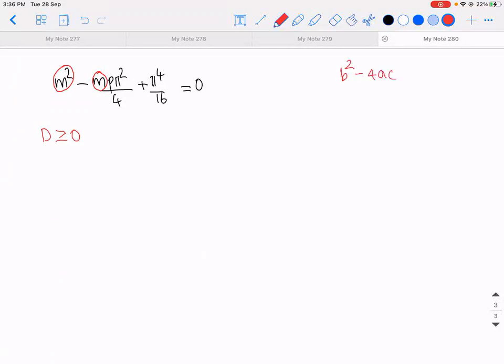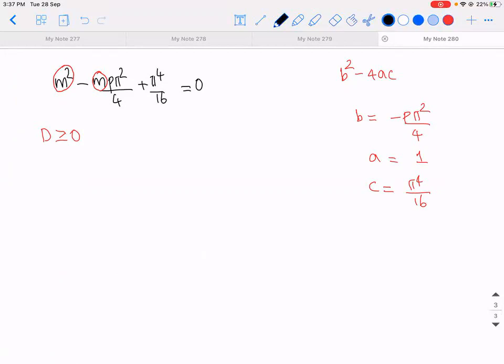So what is the b value in this quadratic equation? That is minus p pi square over 4. What is the value of a? a is the coefficient of m square, that is 1. What is the value of c? That is pi raised to 4 by 16. Correct. So go for the solution part.